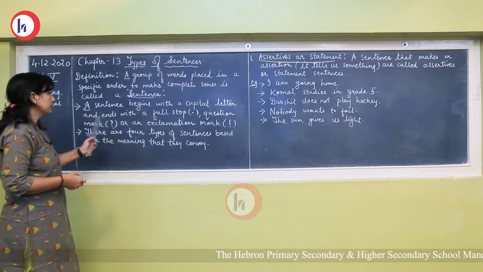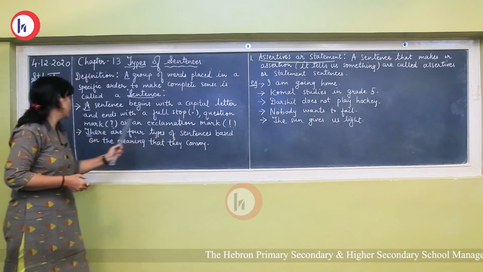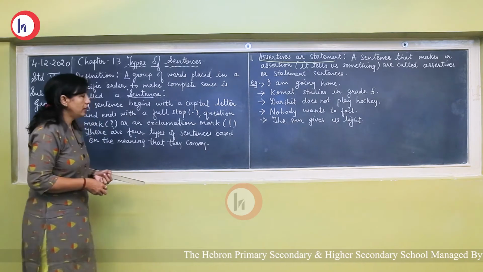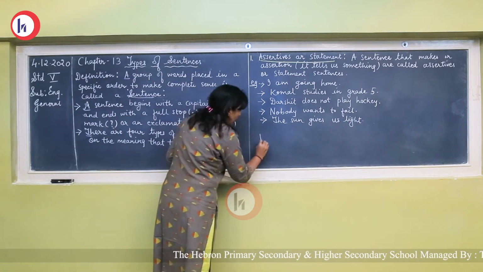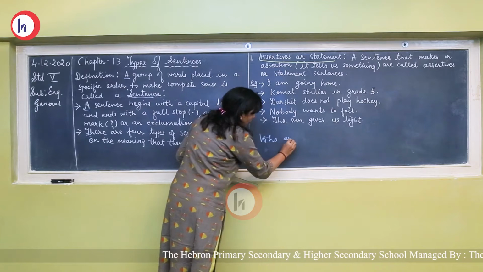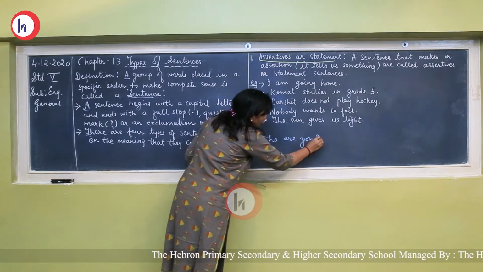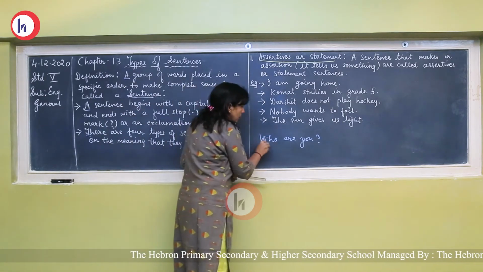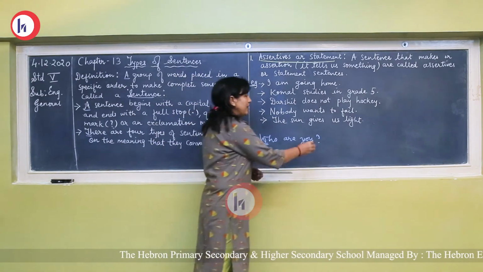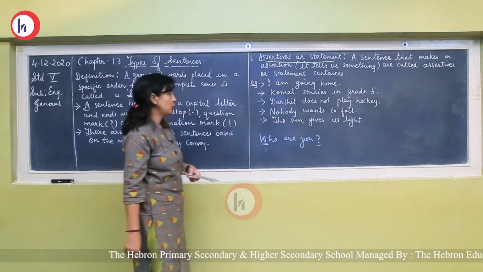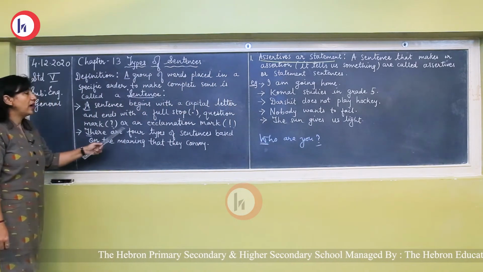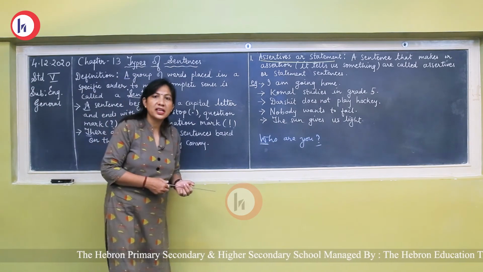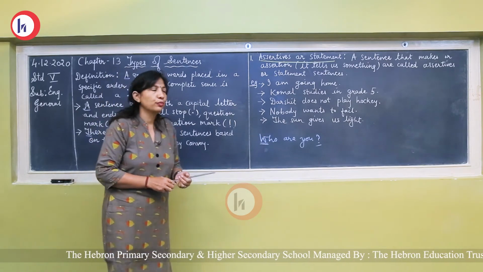And next, with a full stop, question mark. That means when we are starting our question, say, who are you? Or say, what is your age? Then we see here, we write a capital letter and at the end, we use the question mark. And an exclamation mark for the exclamatory sentence. We will see the example of exclamation mark also.